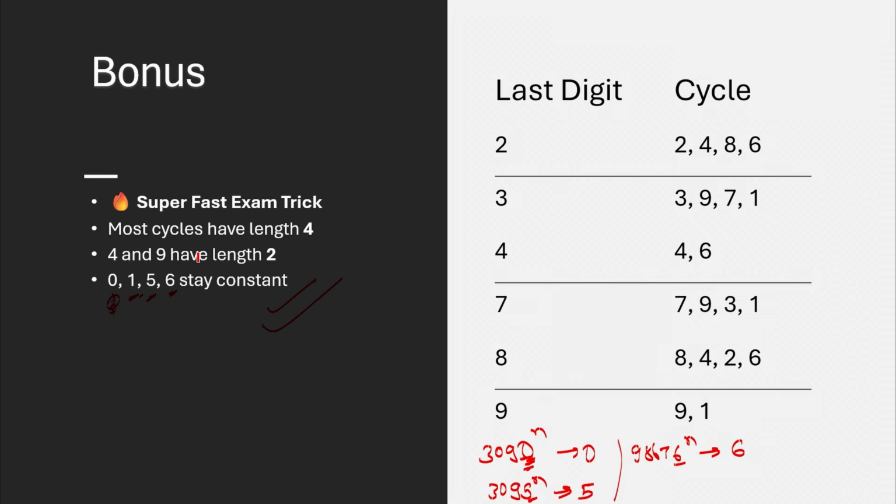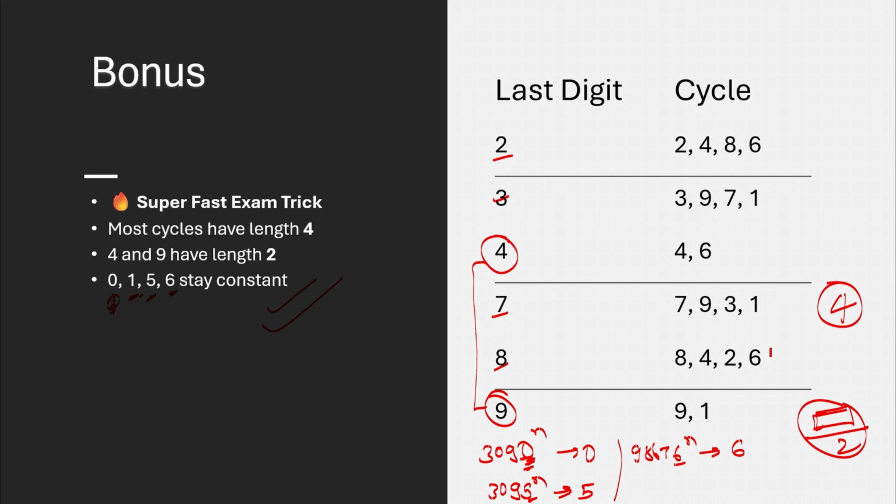Our second point is that 4 and 9 have a cycle length of 2, so keep in mind that we can directly divide the exponent given in the question by 2 if the last digit is 4 or 9, and leaving 4 and 9, all the rest of the digits have a cycle of 4. In the exam we directly find the exponent divided by cycle length. So I am very sure that this is going to give you a better hand on Olympiad questions.